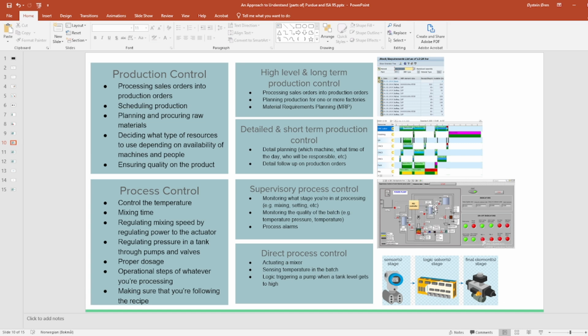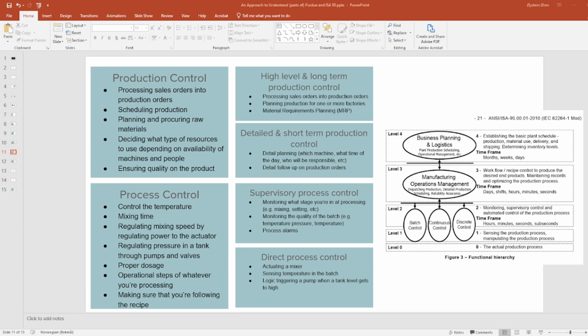Supervisory process control, for example, supervising the process through a SCADA, ensuring that all parts operate smoothly. And direct process control, here represented by the most generic model I can find. You have some kind of sensor, for example, a level transmitter in a tank, sending information to the logical controller, for example, PLC, giving instructions to a final element. So instrument air can open and close a process valve, relieving the tank.